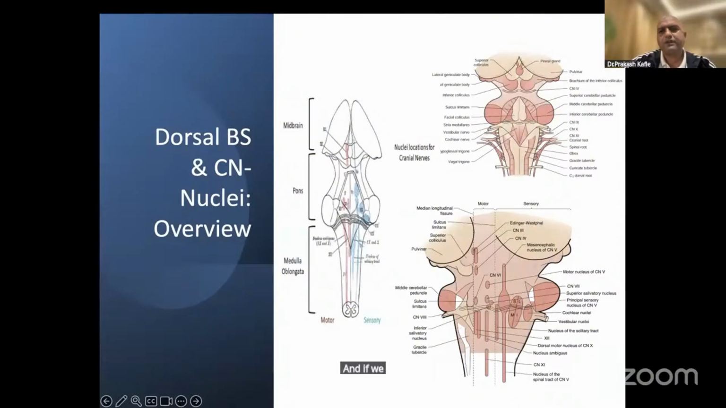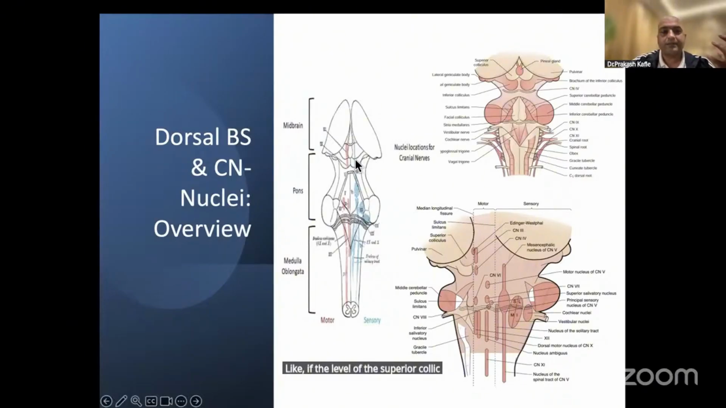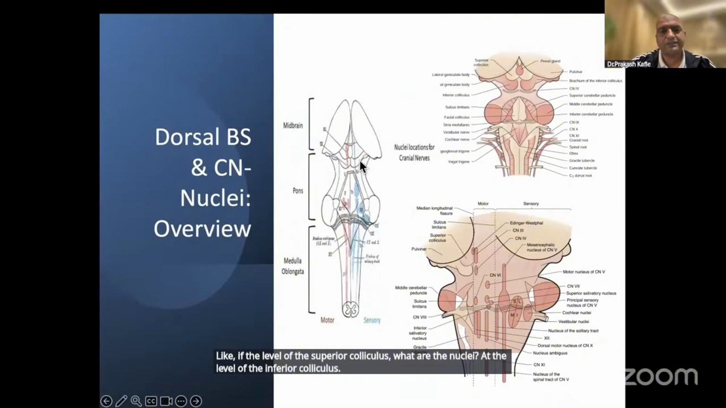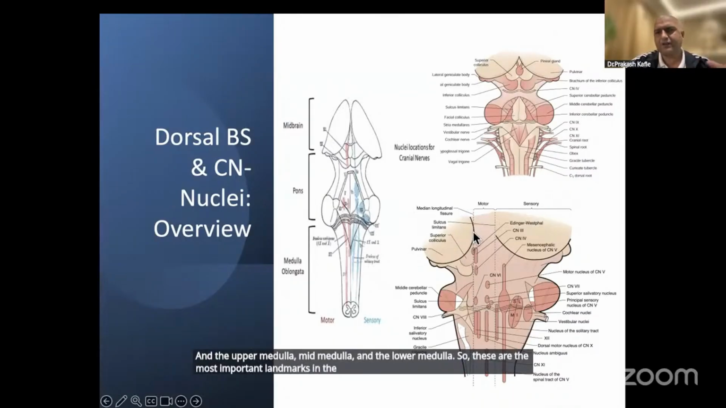And the gross anatomy of this brainstem, which my friend will be discussing, is important. There are some important landmarks while we discuss, like at the level of the superior colliculus, what are the nuclei? At the level of the inferior colliculus, what are the important structures and nuclei? And the level of the mid pons and lower pons, and the upper medulla, mid medulla, and lower medulla. These are the most important landmarks either for surgery or for the localization of the nucleus, right?